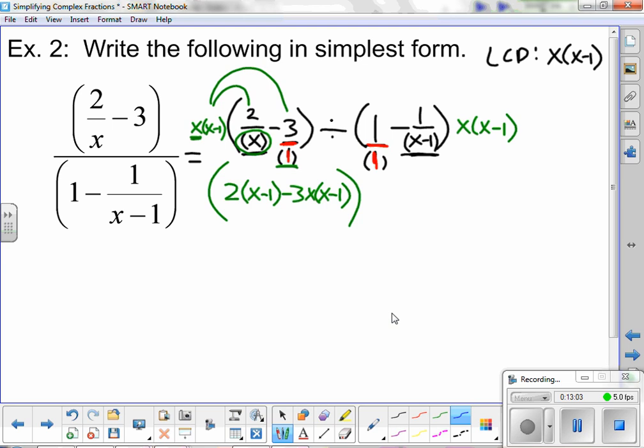I'll do the denominator in blue. This times this, nothing cancels because you have a 1 here, so it's going to be x times x minus 1. This one is going to be minus, so the x minus 1 and the x minus 1 right here will go away. 1 times x is an x.